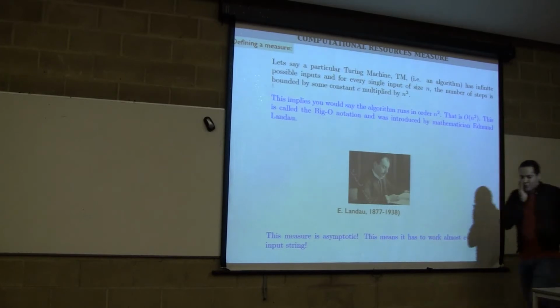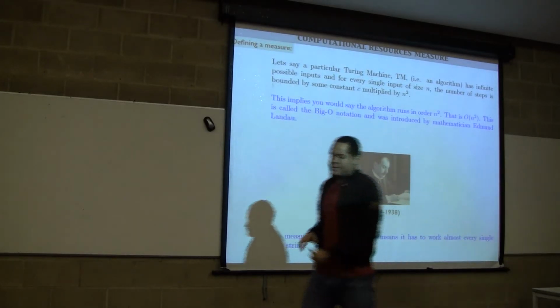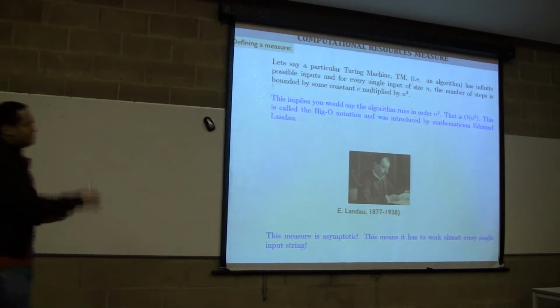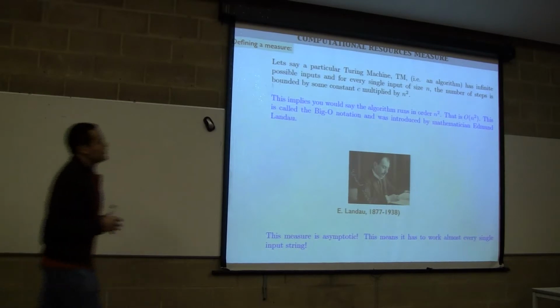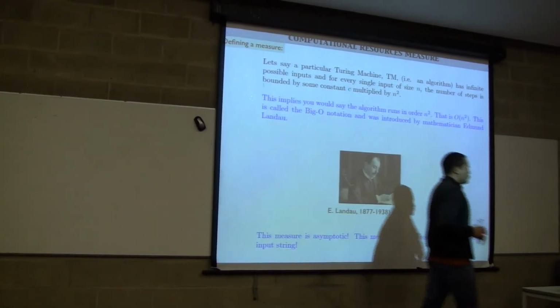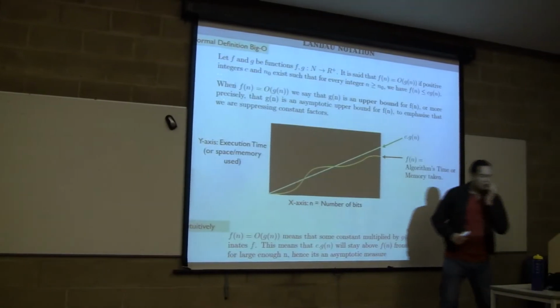So now, we need a formal way to quantify this, and this is due to Landau. Emmanuel Landau is a French mathematician who invented a notation that is typically used in computer science to measure this, and this is what is known as the big O notation. Let's go straight into the graph to get a better intuition of what's going on.